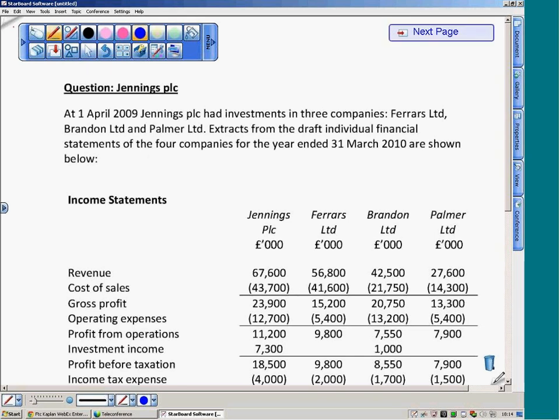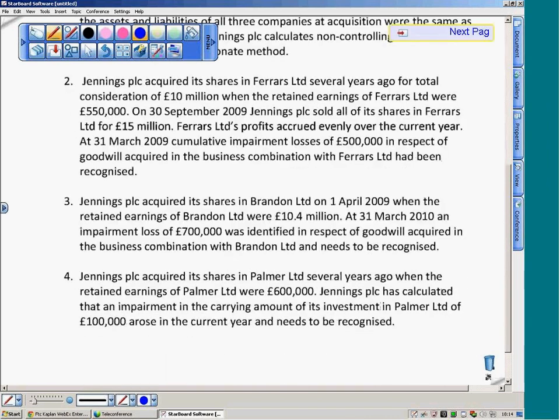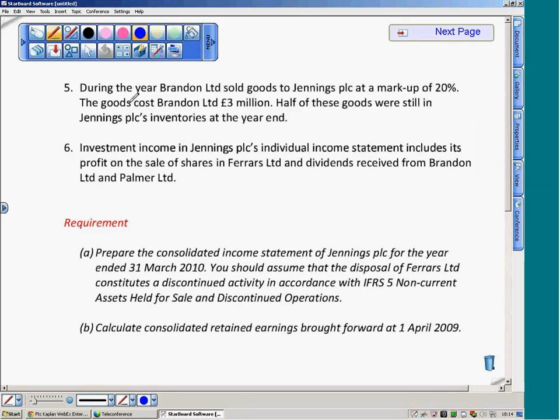Question on page, Jennings PLC. Now let's read the requirement first, because the first thing we want to do in terms of our exam technique is read the core requirements. That way we know what we're dealing with. So I'm going to skip over a page or two to bring us to the core requirement. Okay. Now the core requirement here is to prepare the consolidated income statement of Jennings PLC for the year ended 31st of March 2010. Okay.